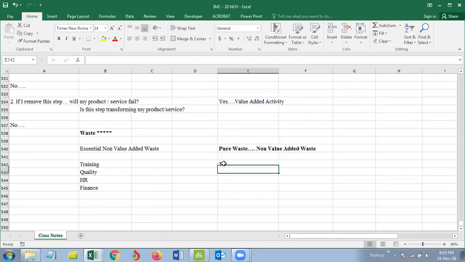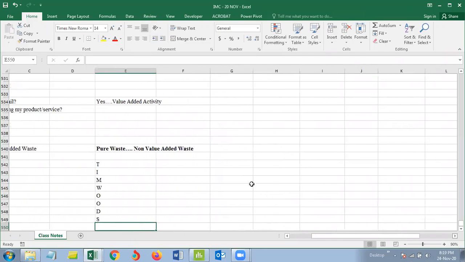An easy way to remember the different types of waste is called TIM WOODS. TIM WOODS is the easy acronym to understand the different types of waste which we need to address. Is anyone familiar with this? Anyone? No, sir. No. Okay.